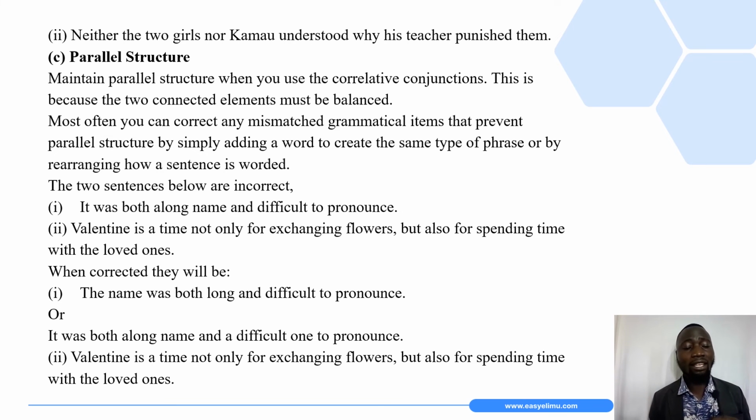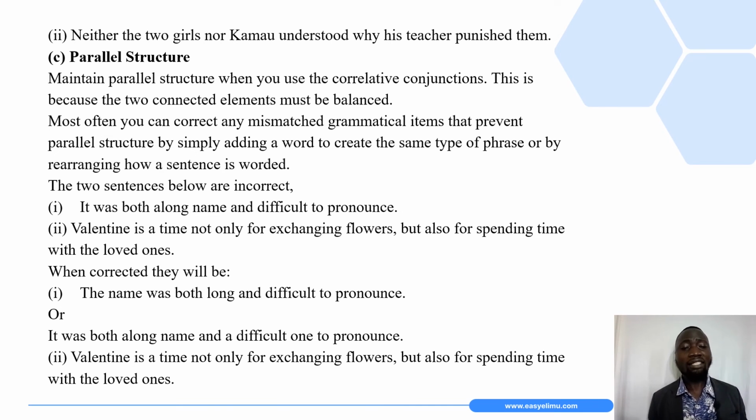So another thing that we also mentioned is the parallel structure. Ensure that you maintain parallel structure when you use the correlative conjunctions. This is because the two connected elements must be balanced. And again, most often you can correct any mismatched grammatical items that prevent parallel structure by simply adding a word to create the same type of phrase, or by rearranging how a sentence is worded.